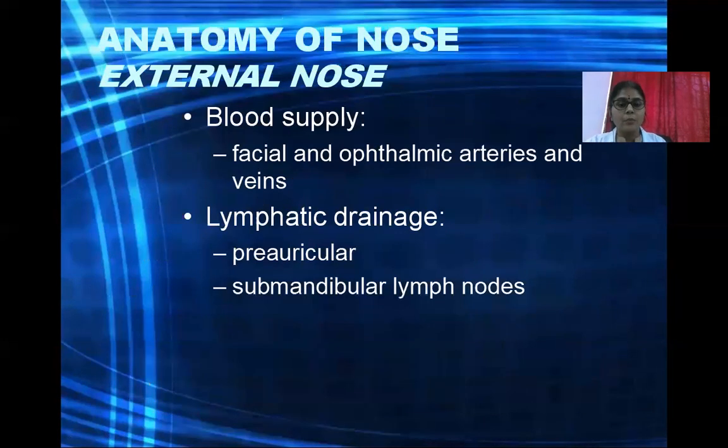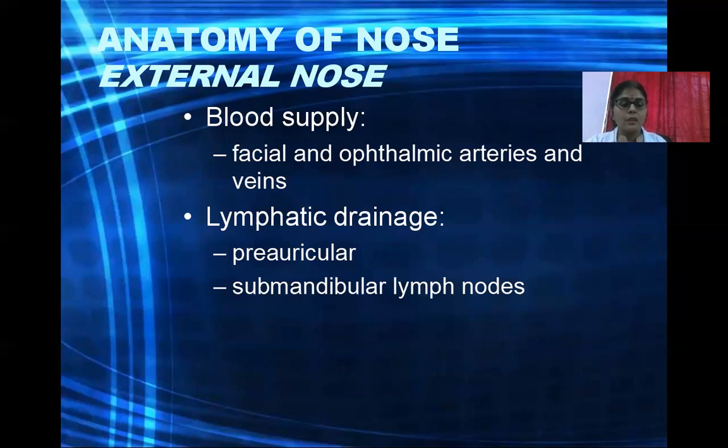The blood supply to the external nose is from the facial and ophthalmic arteries and veins, which are actually branches from the external carotid artery. Lymphatic drainage is to the preauricular and submandibular lymph nodes.